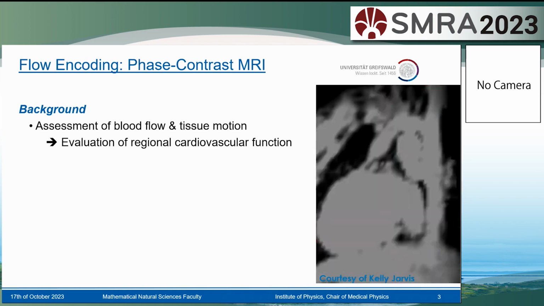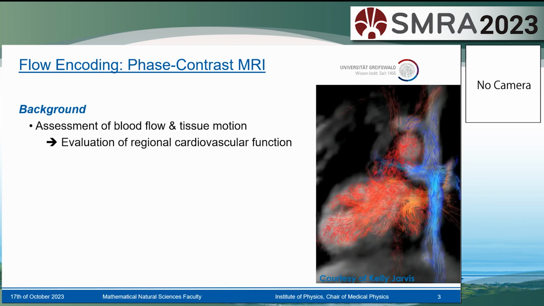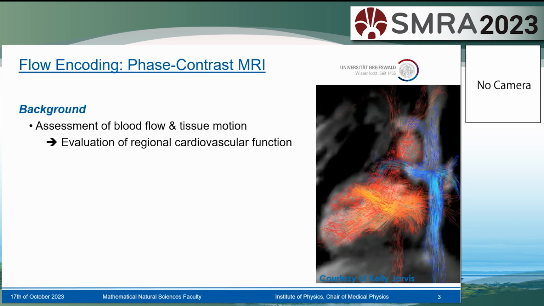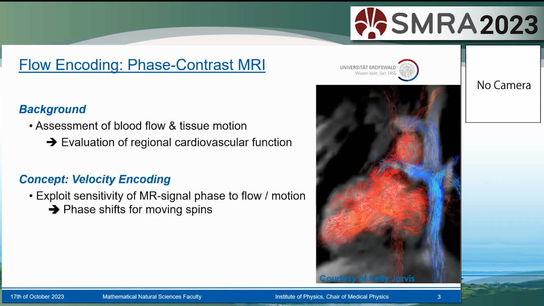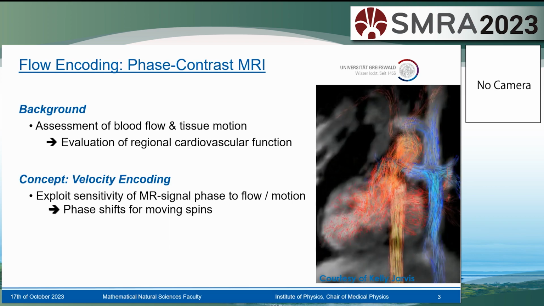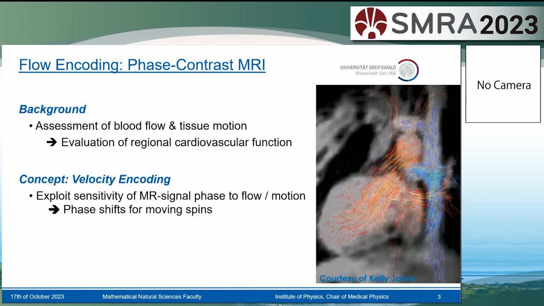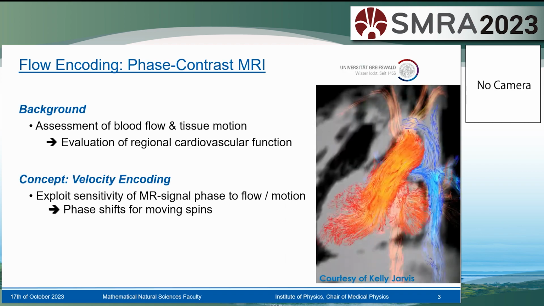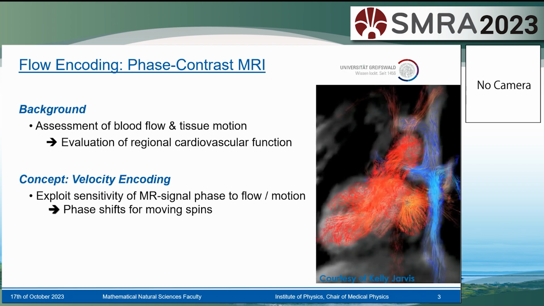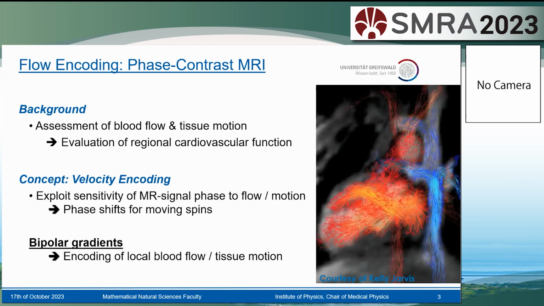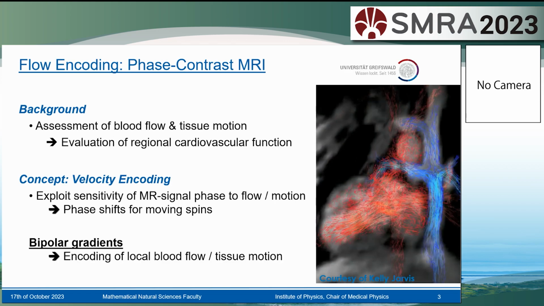The intention is to assess the blood flow and/or tissue motion in order to evaluate the regional cardiovascular function, for example. And we can do this because we exploit the sensitivity of the MR signal phase to flow and motion. So we pretty much measure phase shifts of moving spins, and we can do this by the use of bipolar gradients.